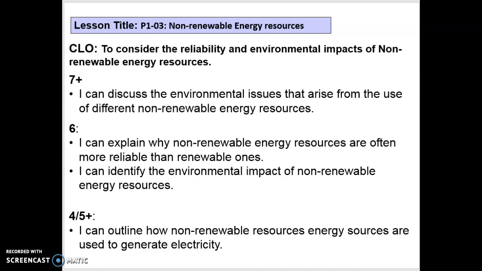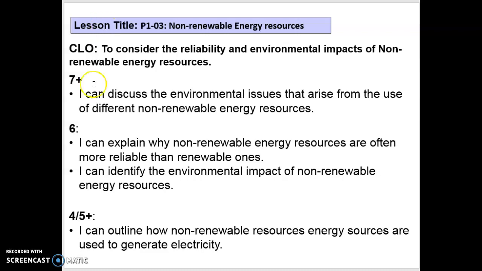So this is what we're going to be doing today. We're going to be looking at how our non-renewable resources are used to generate electricity, and then looking at 2 particular issues. The reliability, just like we did in the last lesson for the renewables, but also the environmental impact.